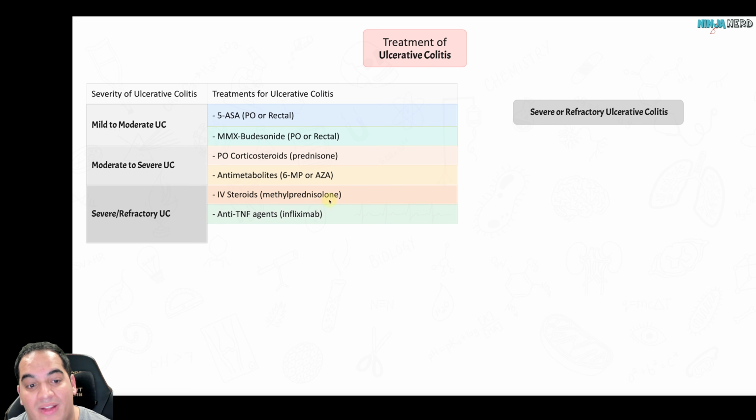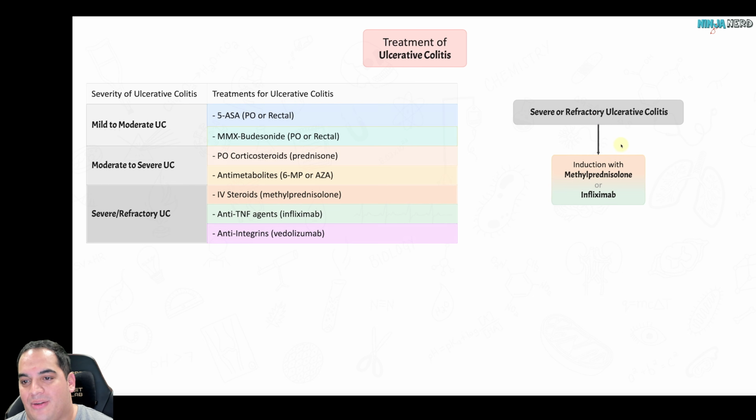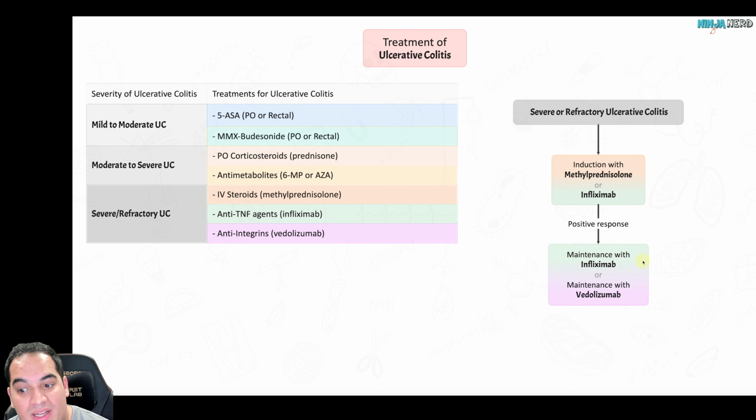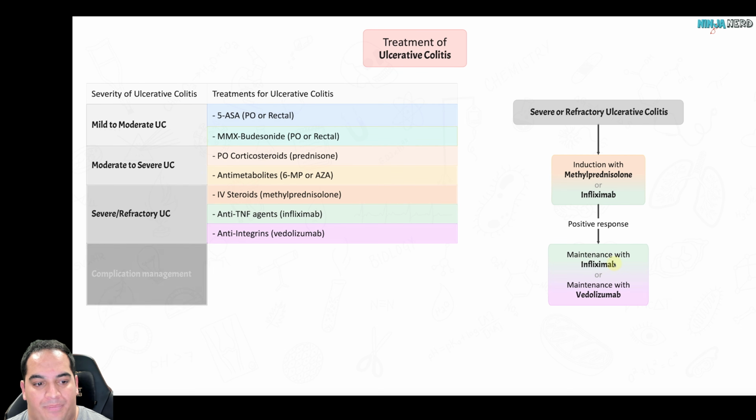Another alternative is infliximab though. And then we have to maintain these patients on infliximab or an alternative like anti-integrins like vedolizumab. Let's put it together. They come in, they get induced with methylprednisolone or infliximab, one of the two, it doesn't really matter. But they have to be maintained not on methylprednisolone if they respond positively. They have to be maintained on infliximab or vedolizumab. And usually it's infliximab that's the preferred agent.